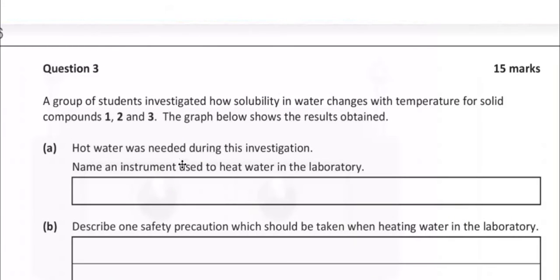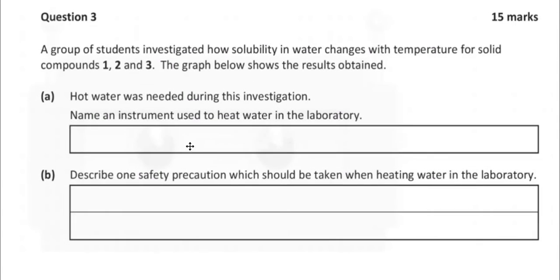Okay, question 6. A group of students were investigating how the solubility in water changes with temperature for solid compounds 1, 2, and 3. The graph below shows the results obtained. Hot water is needed for this investigation. Name an instrument used to heat water in a laboratory. Bunsen burner. Or kettle. Or hot plate. Whatever you want to use for that.